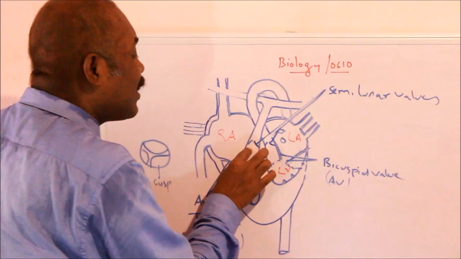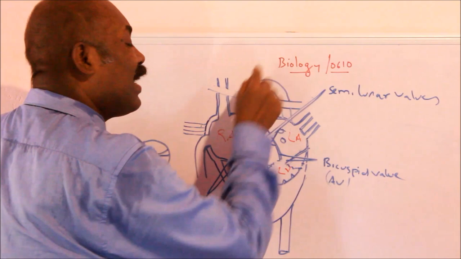Even for semilunar walls, the direction is up, you see. Because blood is flowing like that, we have to draw in that direction. So, semilunar walls.